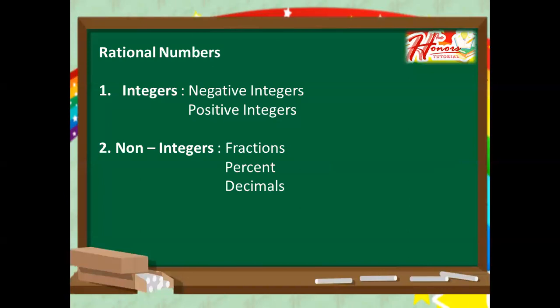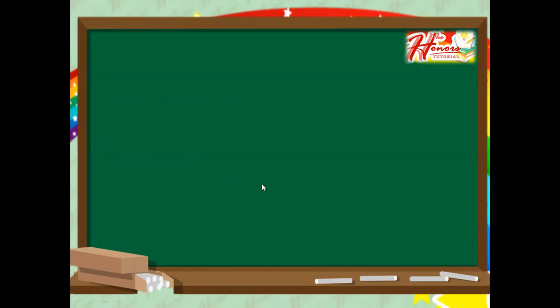We have here the parts of the rational numbers. The first part is the integers. For integers, we have the negative integers and positive integers. Later, we will discuss it deeper. Number two, we have the non-integers. Under this are the fractions, percent, and decimals. Let's have the integers first.